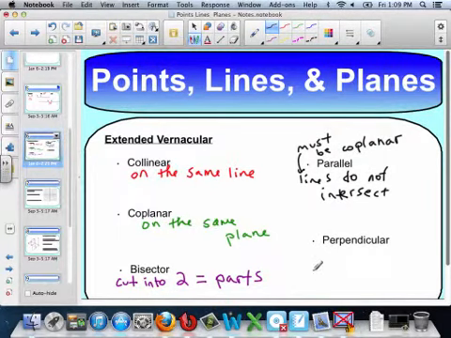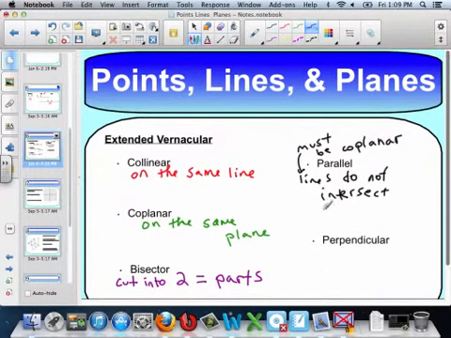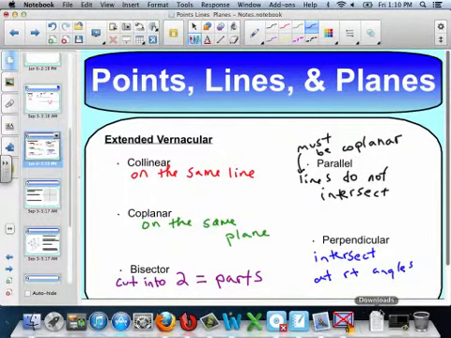All right, so then what is perpendicular? They cross once, but how do they cross? They cross at 90 degrees. There we go. So they intersect at right angles. Intersect at right angles.